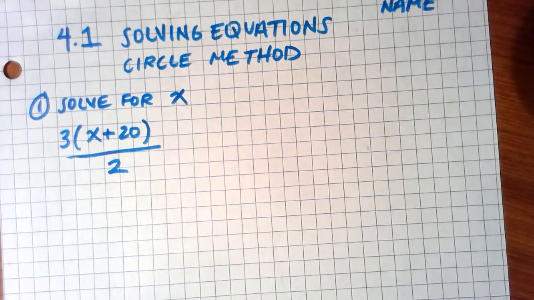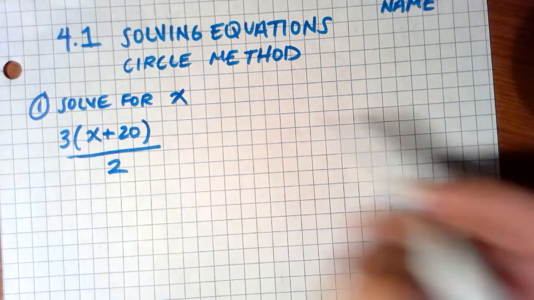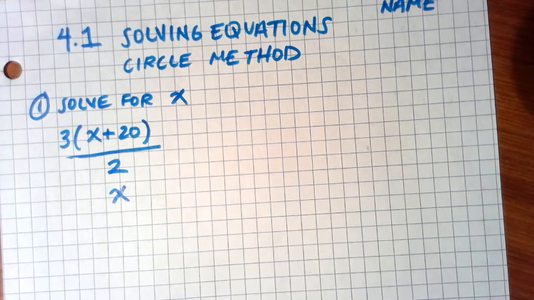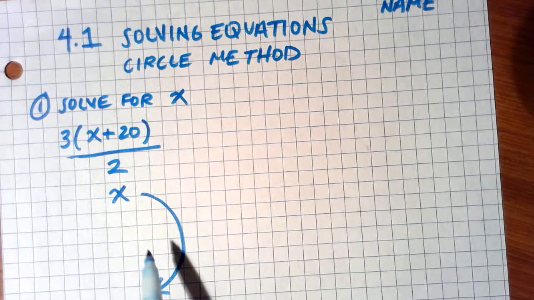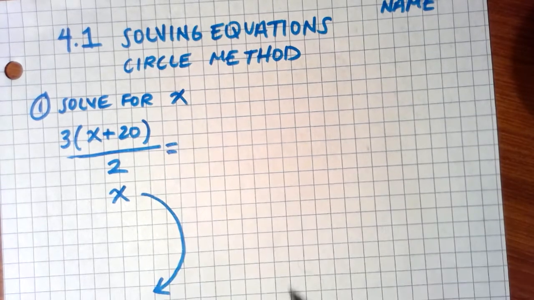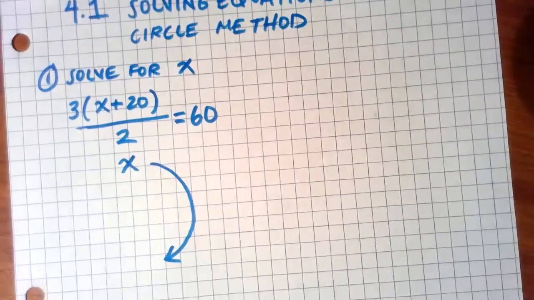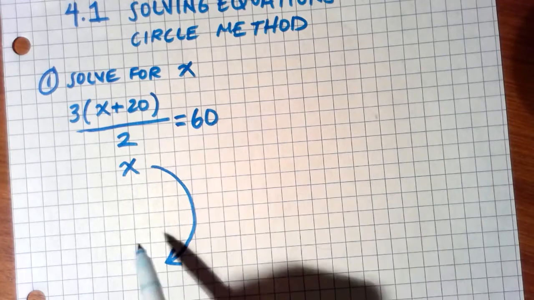And so let's set up our circle. We're going to put the variable that we're solving for at the top. So we're solving for x. The equation is equal to 60. And then I'm going to put the value that the equation is equal to, which is 60, at the bottom.